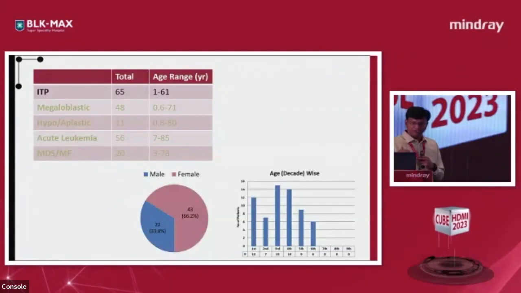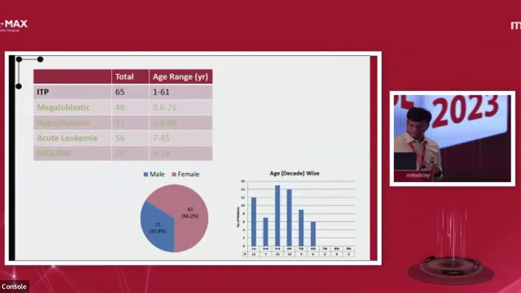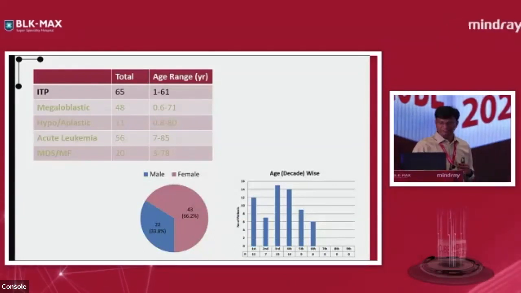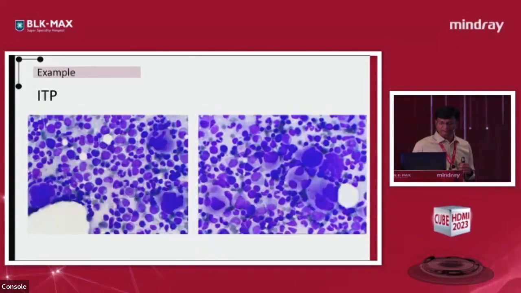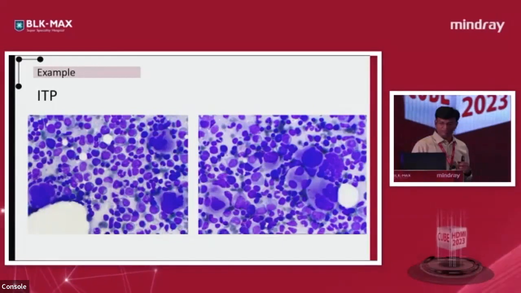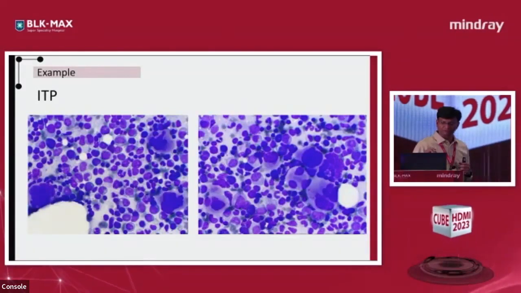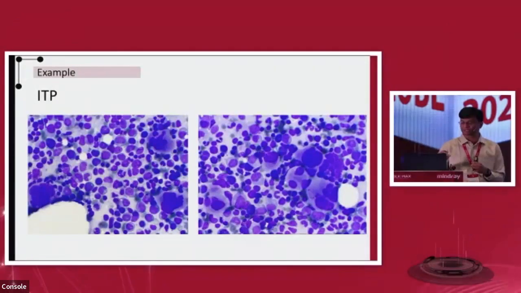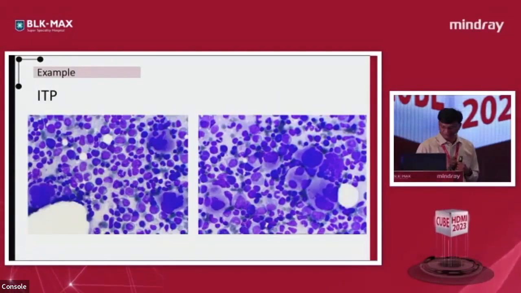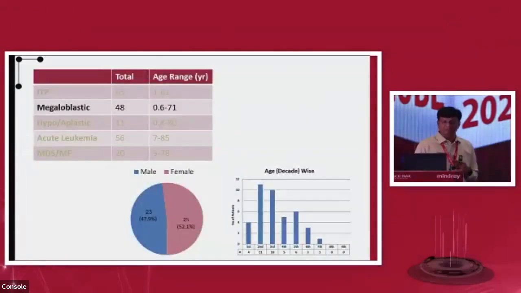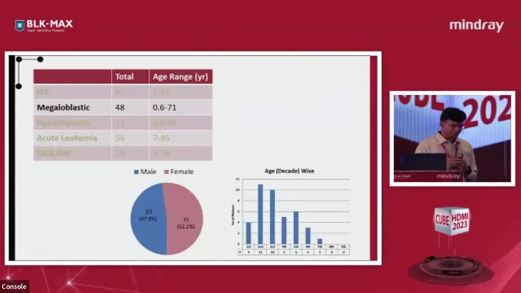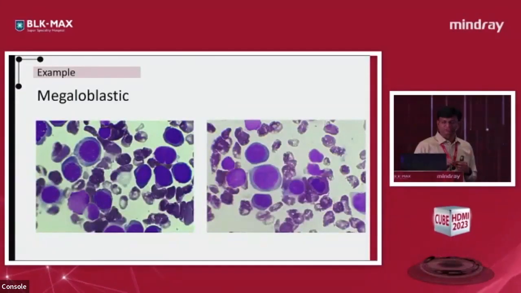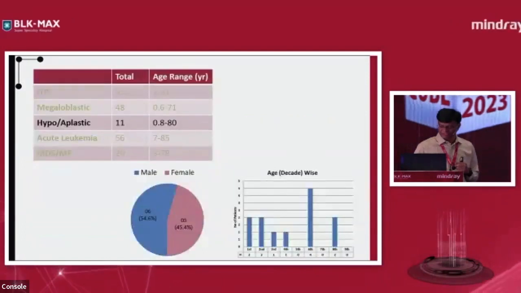Then we started talking about each data. ITP comprised around 65 cases, and I don't want to go into the age and gender distribution. ITP had megakaryocytes normal to hypercellular, and many had hypolobulated or small megakaryocytes, the exhausted megakaryocytes. Then megaloblastic, we had 48 cases. This is a pure megaloblastic, not a mixed erythroid. There are very nice megaloblasts in the bone marrow aspirate.